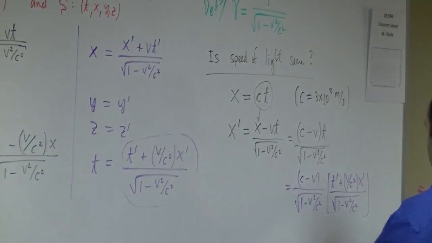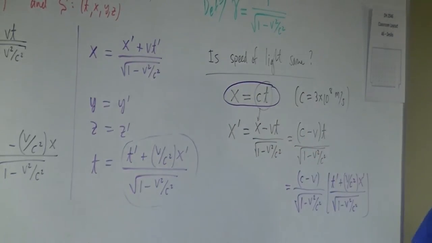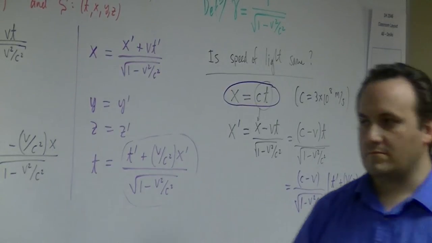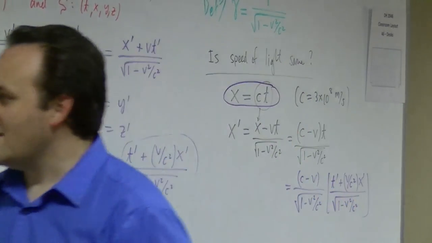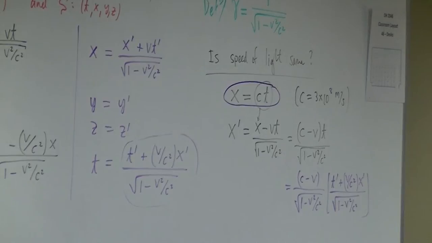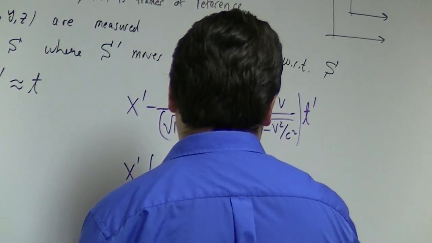So what I'm doing, I'm trying to solve for the x prime on one side and the t prime on the other side and find the relation between them. What are we hoping to find? If the speed of light is c in the prime frame, what equation should we get? Just the same, right? But with primes. Looks a little daunting, right? So what's this? X prime. Let's see here. That's 1 minus c minus v over 1 minus v squared over c squared.